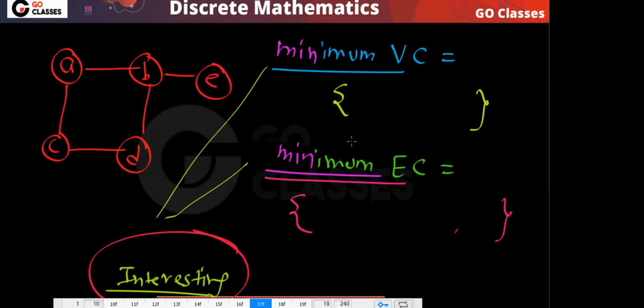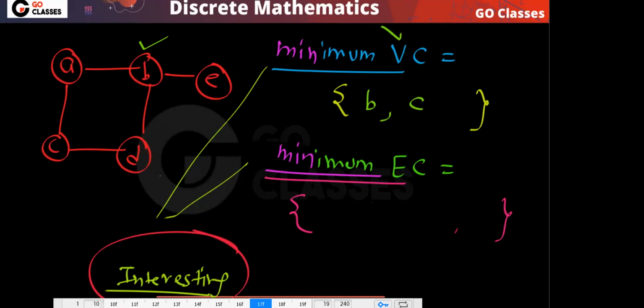So finally, what is the minimum vertex cover? Minimum how many vertices do I need to cover all the edges? I want to cover all the edges. See, I can put one security guard here, and one security guard here. So now these three edges are covered, and I can take B comma C. Yes or no? This is the minimum vertex cover. You cannot cover all the edges by a single vertex. So this is the minimum vertex cover.